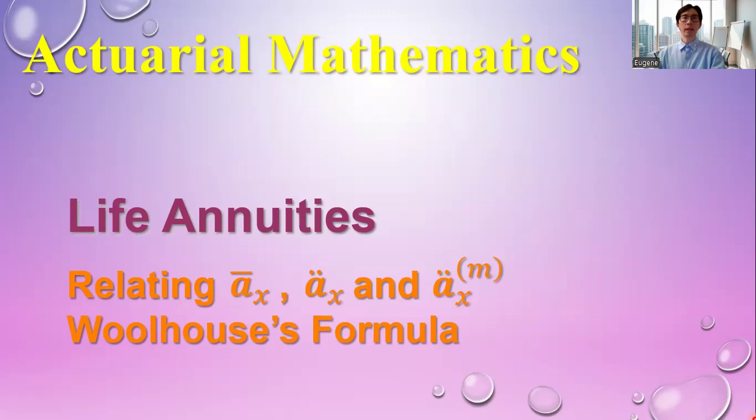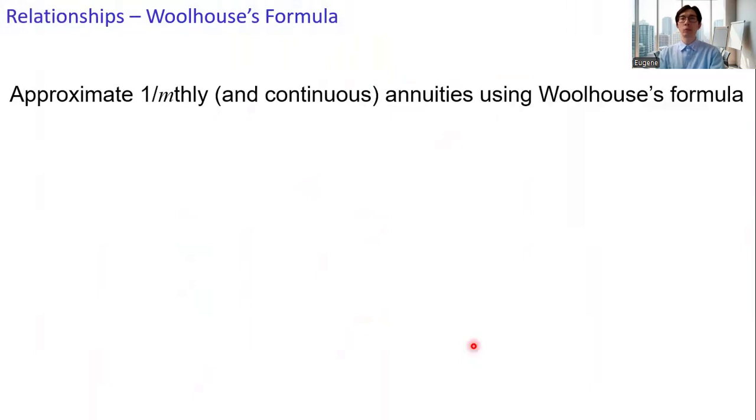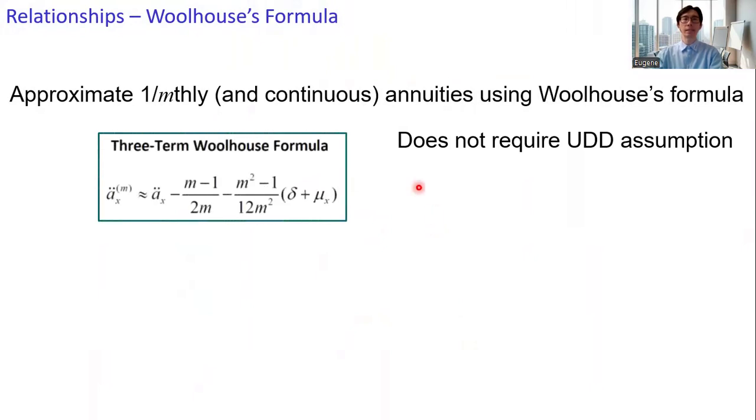Hello everyone. In this video, we will continue with the previous one to approximate the present value of annuities under different modes of payment. And here we will use the Woolhouse formula for the approximation. Using the Woolhouse formula, we don't need the UDD assumption. And the formula is given in the FAM exam.